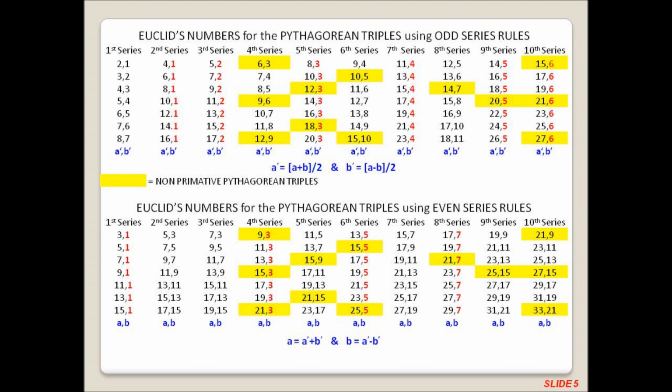Euclid's numbers demonstrate that an infinite number of infinite series of primitive Pythagorean triples exists, an infinity of infinities. Finally, there are more even than there are odd series as we total the number of series. For the first 10 series, it is 6:4, a ratio of 1.5.